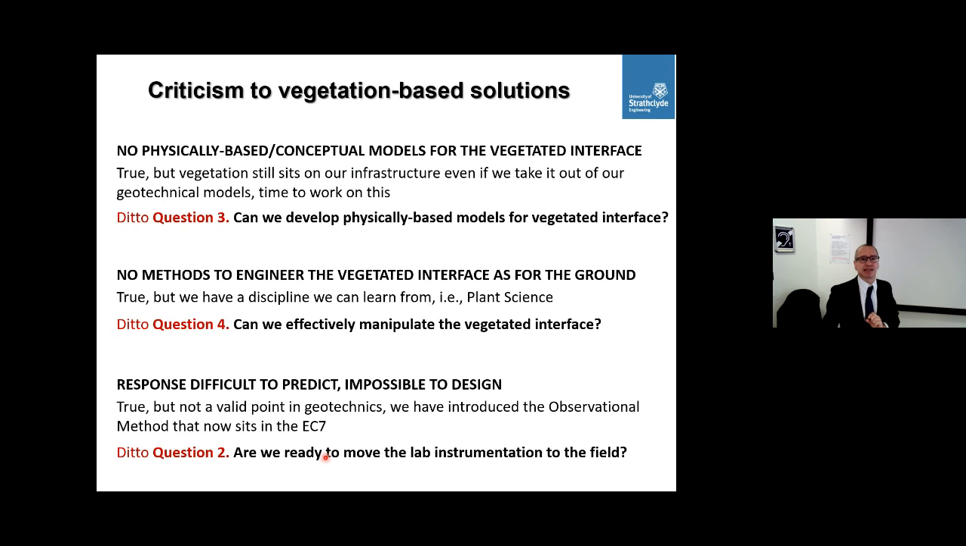We have no methods to engineer the vegetative interface, the same way we have methods to engineer the ground. We put jet grouting, you put geotextile, we have macropiles. We don't have ways to engineer that vegetative interface. That's true, but we have a lot to learn from the plant scientists, because in plant science and in agriculture, they do it. And then the response is difficult to predict, and therefore it is impossible to design, because the geotechnical engineer, or any civil engineer, would like to go there, put their pile, leave it, and forget about it forever.